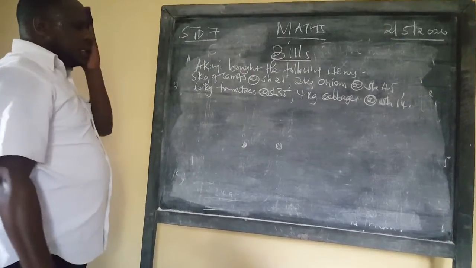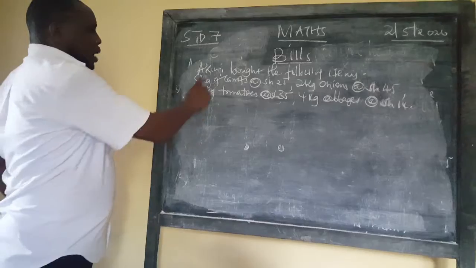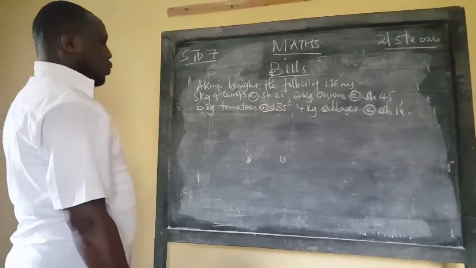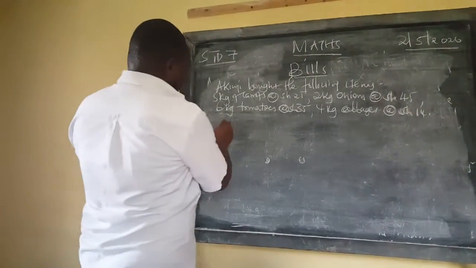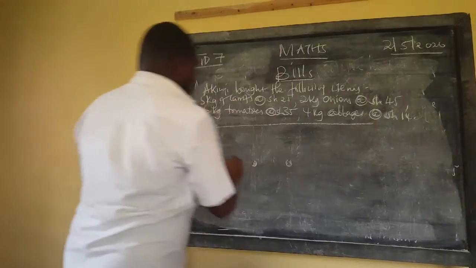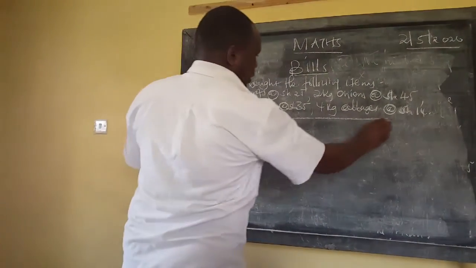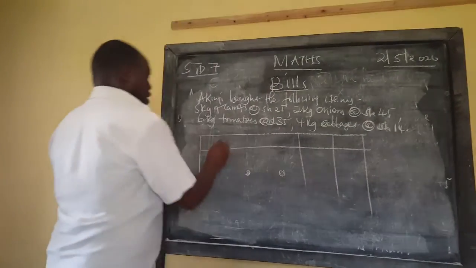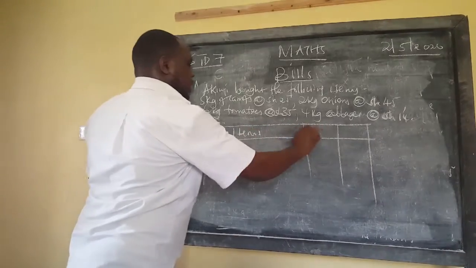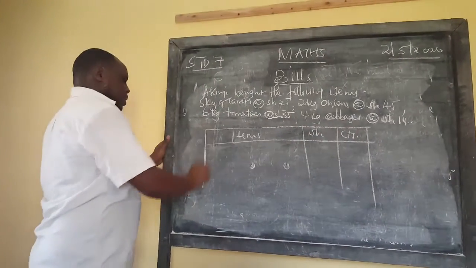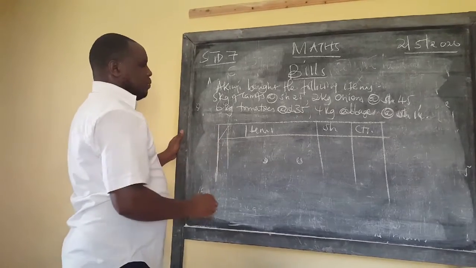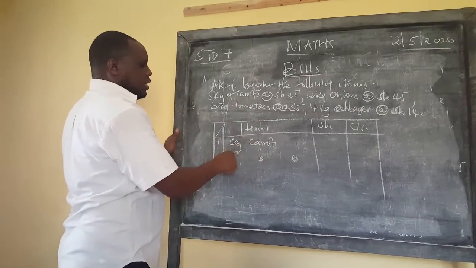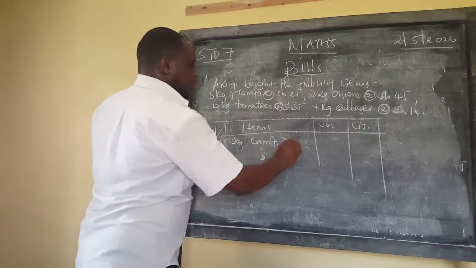So we must understand the items that are involved. After knowing there are 1, 2, 3, 4 items, we need to prepare a bill for 4 items. So you draw nicely like that. Here you write items, then shillings and cents. The particular number 1 item is 5 kg. You can just write in short form: 5 kg carrots at 25 shillings.